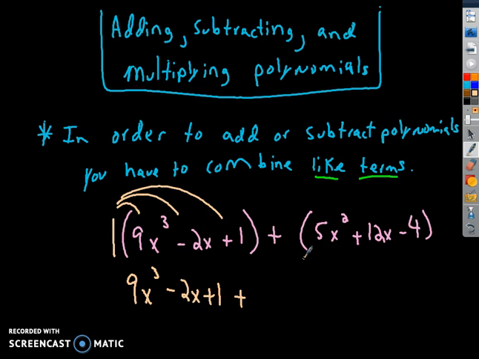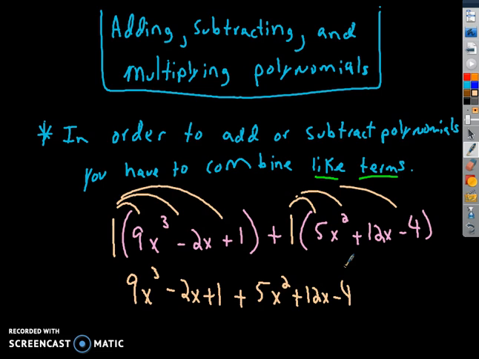Plus, here we also have parentheses. Here we also have a plus, as an understood 1 here. So I distribute 1 here. Again, it doesn't change anybody's signs, so I can drop them down without having any signs change.